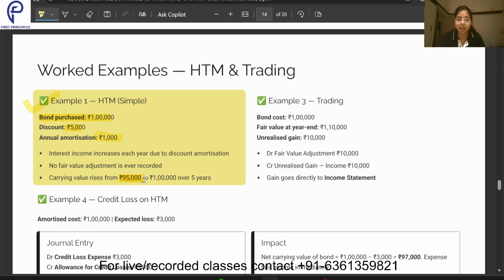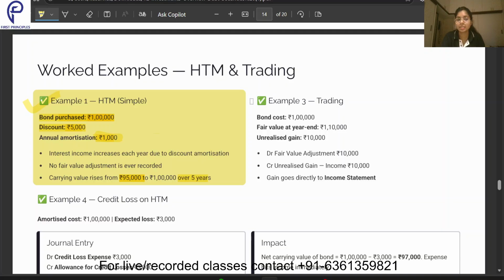So this carrying value has to be increased to 1,000 over a period of 5 years. And how much is the discount? 5,000. So 5,000 will be increased over a period of 5 years. So 5,000 divided by 5, how much? 1,000 will be my annual amortization.